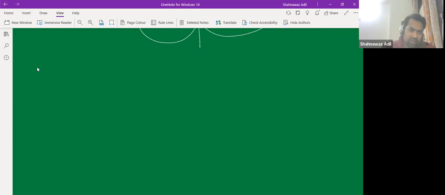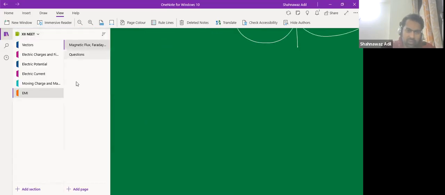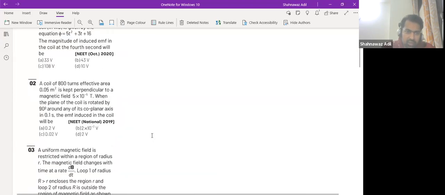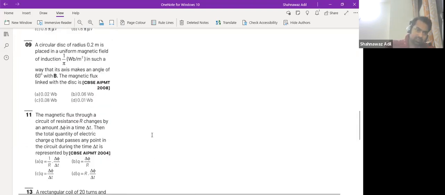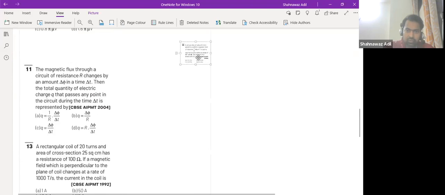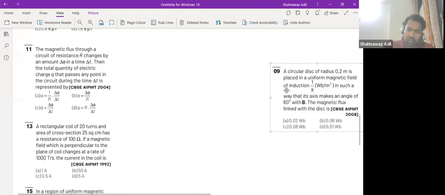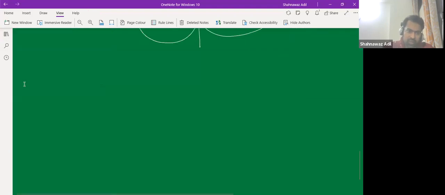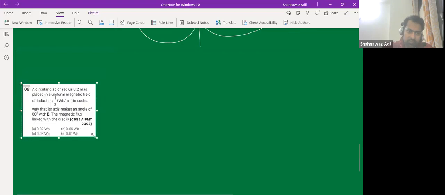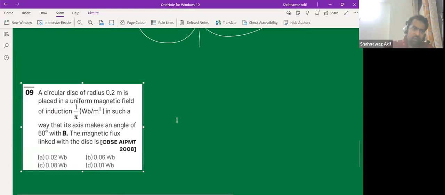So this was all about the magnetic flux and the Gauss law. Let us do one question. We have done this question already, but let us do it to properly understand. So a circular disk, right? We have a circular disk. Is this an open surface or a closed surface?